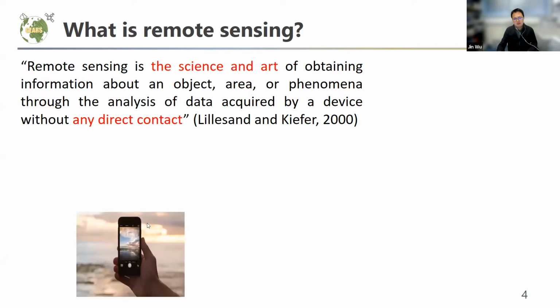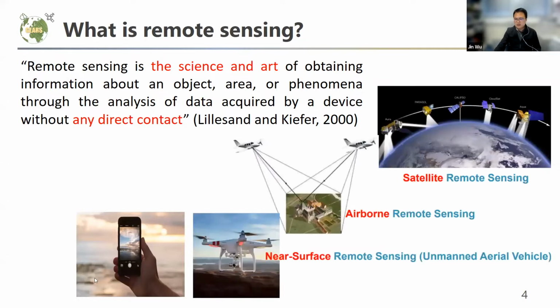One example of remote sensing, probably close to our daily life, is the camera built into the cell phone, right? With our cell phone camera, we can almost record every beautiful moment in our daily life. Now imagine you have something quite similar to the cell phone camera, but mounted on a drone, an airplane, and even a satellite, right? So you can also record information on different platforms. According to the distance between the camera sensor and the object, we can divide remote sensing into near surface remote sensing, airborne remote sensing, and even satellite remote sensing.